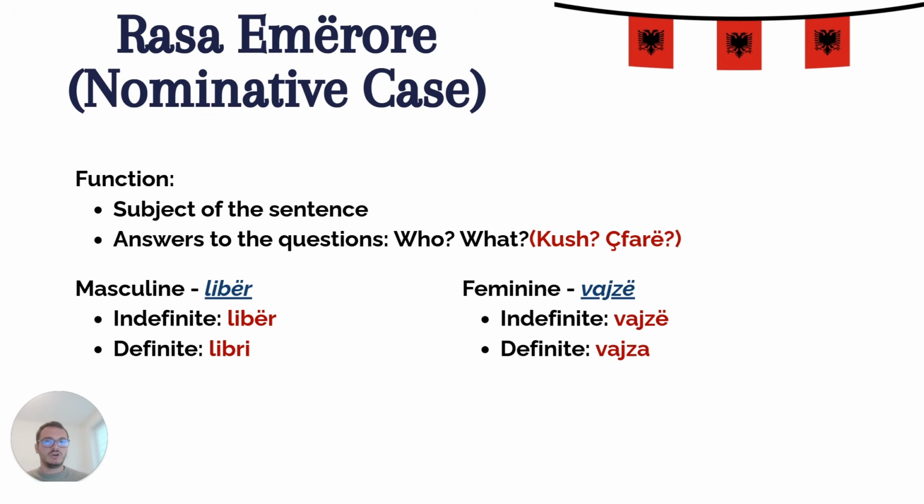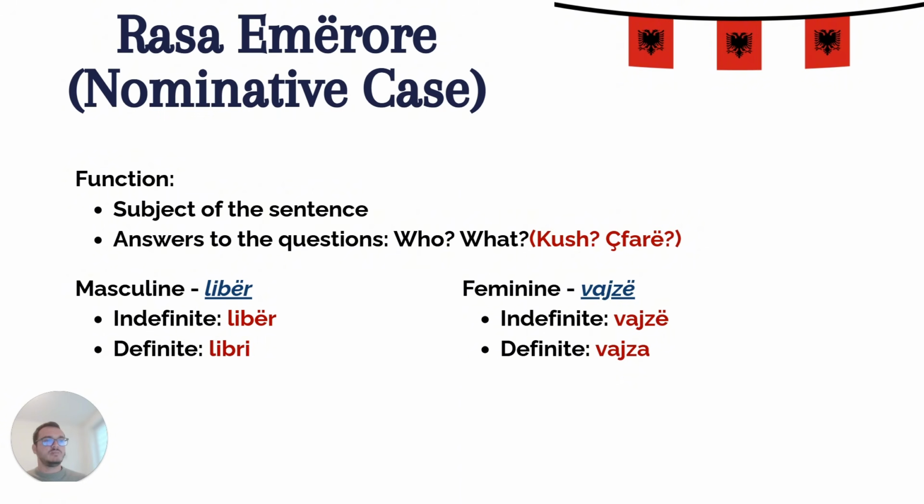Rasa emërore. Nominative case. The function of a noun in the nominative case is the subject of the sentence. Therefore, it answers the questions who, kush, or what, çfarë. Kush dhe çfarë indicate the subject in the sentence.